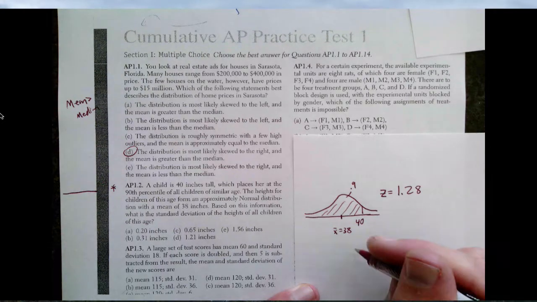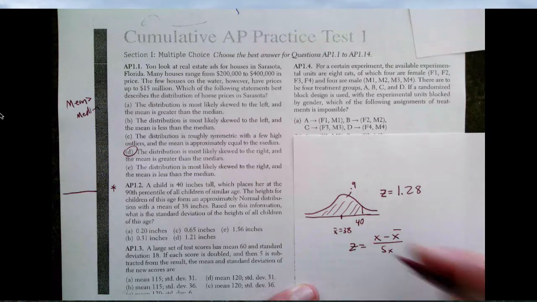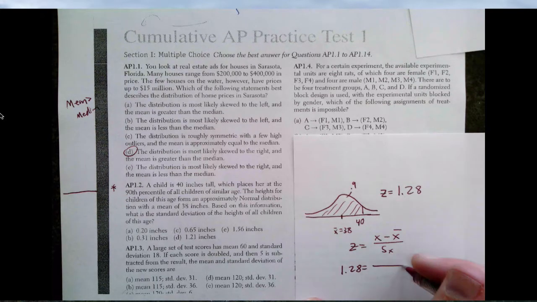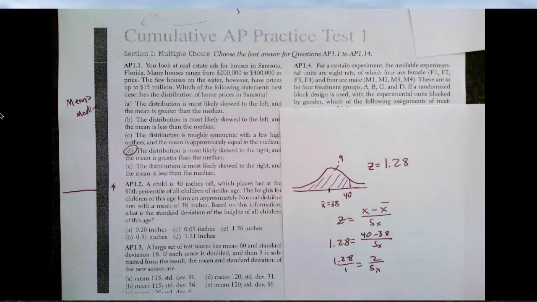And if I use the z formula, z equals x minus x bar over standard deviation. I don't know standard deviation, but I know the z is 1.28. I now know that the value is 40. I know that x bar is 38, and I don't know s of x. So I essentially have 1.28 over 1 equals 2 over s of x, and I cross multiply and divide. From here, I find that s is 1.56. And looking at my possible values, it's E.